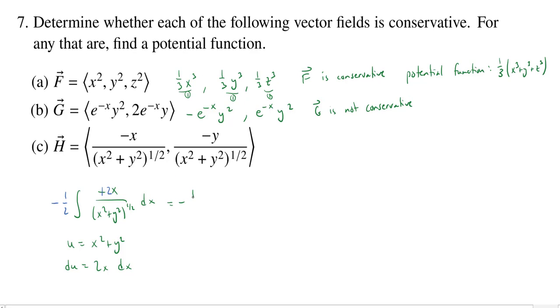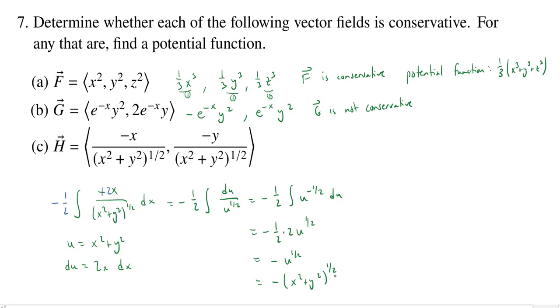So I end up with negative 1/2, an antiderivative of du over u to the 1/2. Okay, that's not too bad. I'll rewrite it because it's easier for me to see u to the negative 1/2. Now I can use the power rule directly. And let's see, when I add 1, I'll get 1/2. And then I have to divide by 1/2, which is multiplying by 2. Okay, so those cancel, and I just get negative u to the 1/2. Or if I back substitute now, I get negative x squared plus y squared to the 1/2 power.